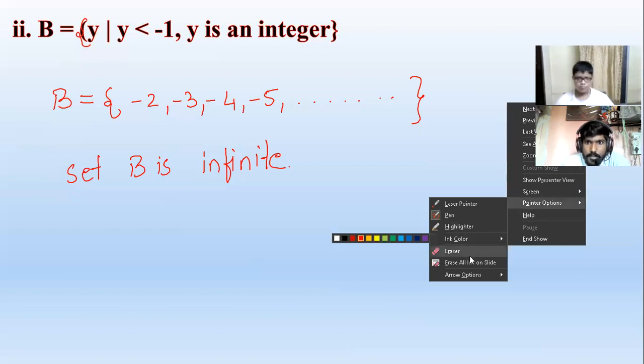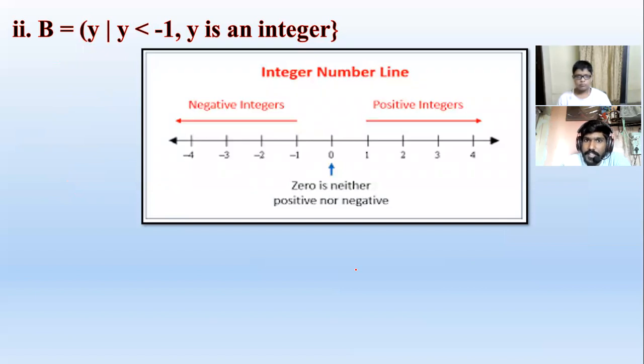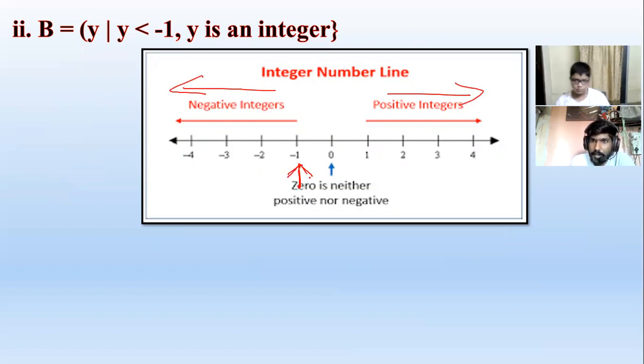This sum, you could have looked at in this way also. Integer number line. These are the positive integers. These are the negative integers. And this is minus 1 here.